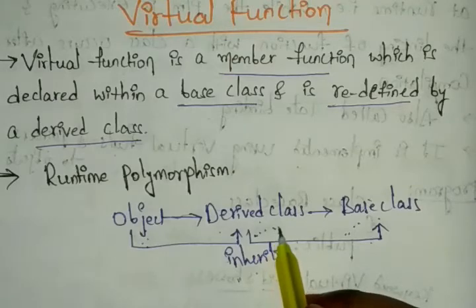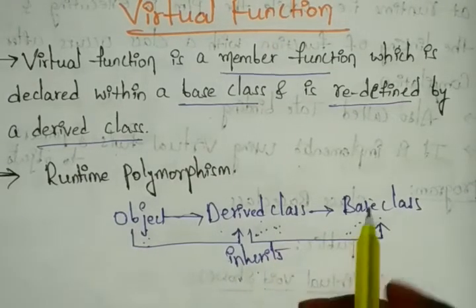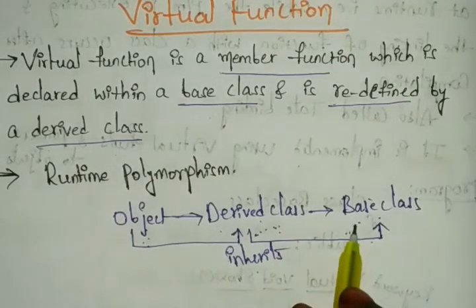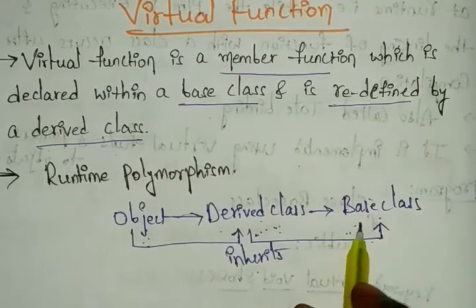Virtual functions can have a virtual destructor but cannot have a virtual constructor. Whatever objects you create, we can directly destroy, but we cannot directly create the object that is in the virtual function.